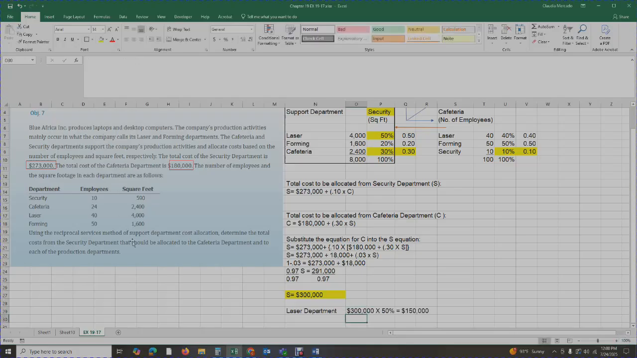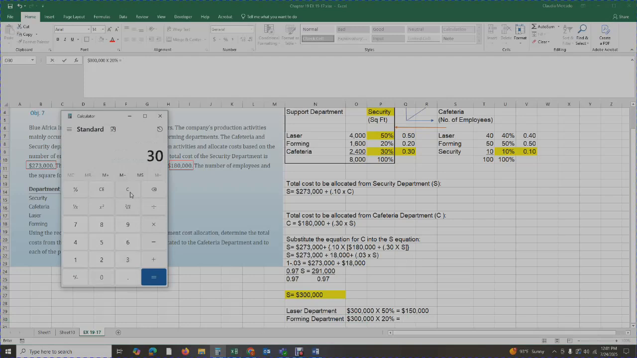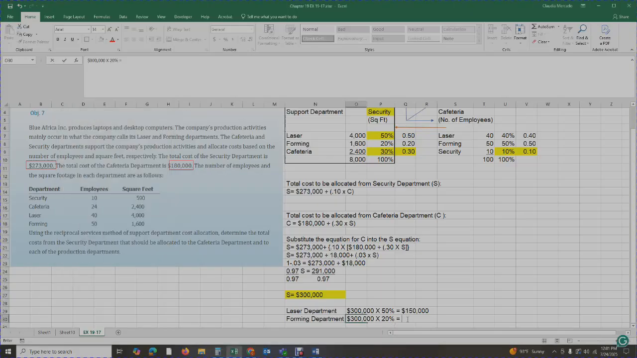Okay. Now for my forming department, my cost is 300,000 that we're distributing. The forming department was going to get 20% of my cost. Okay. So 300,000 times 20%. That's going to give me 60,000.